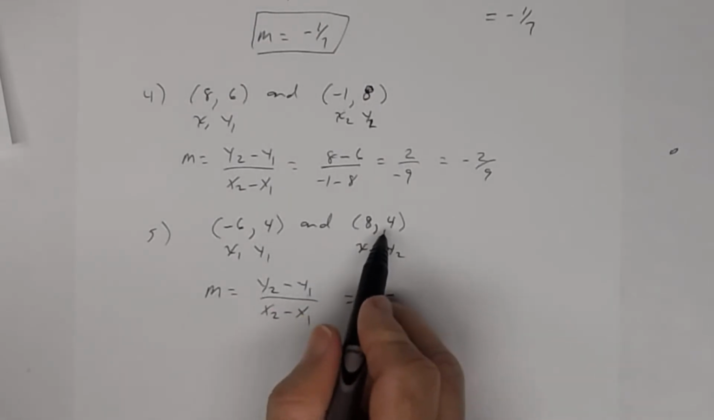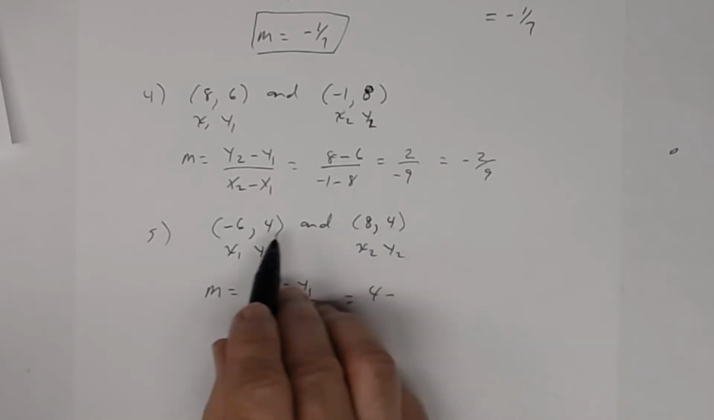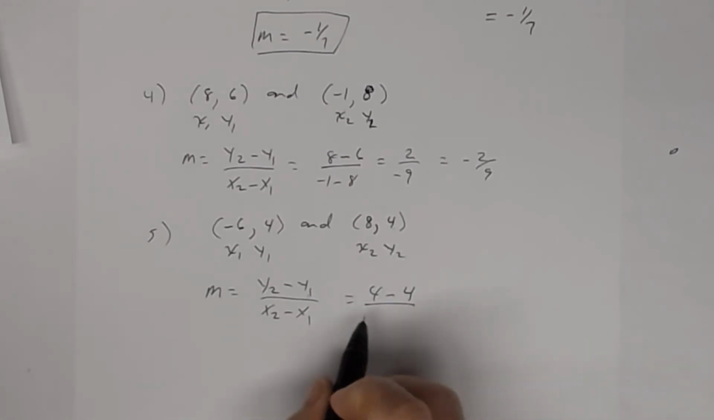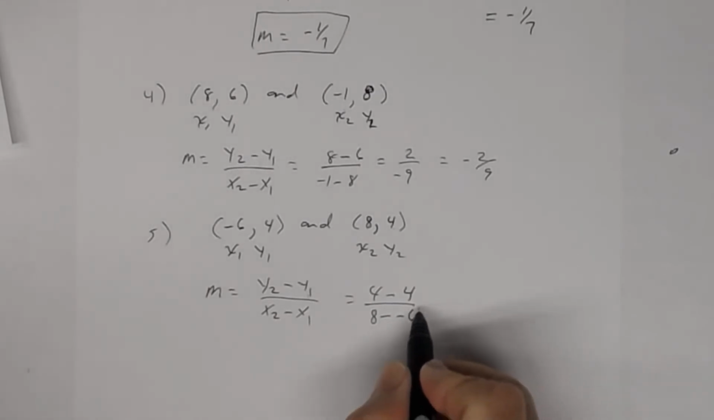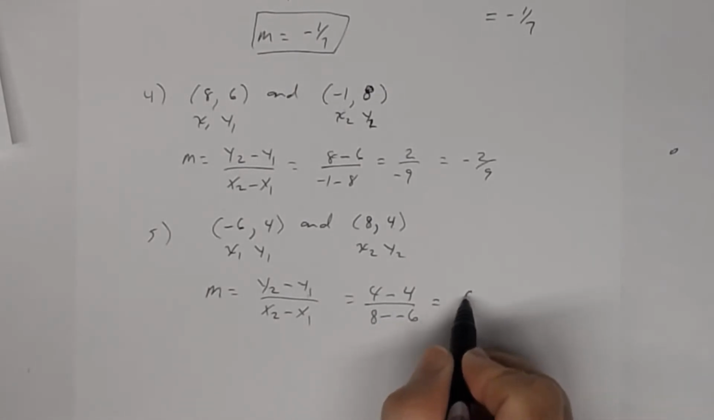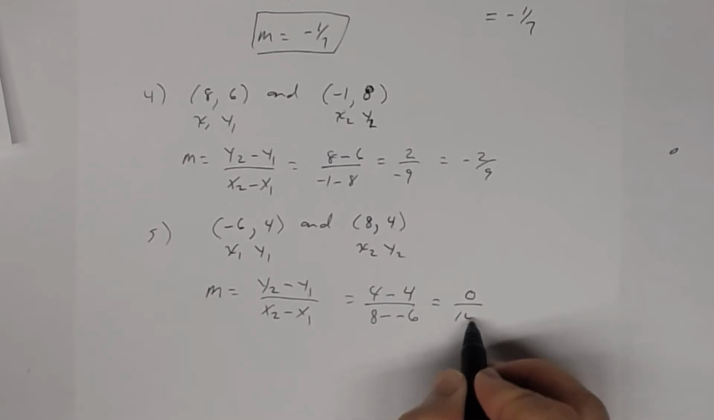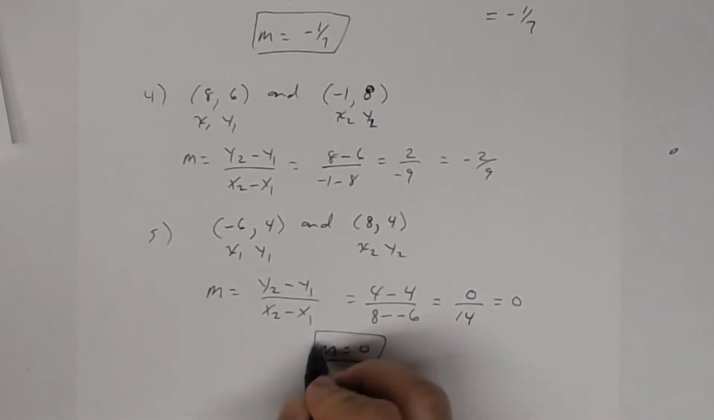also 4. I want you to notice those y-coordinates are identical, right? They're the exact same number. So 4 subtract 4 divided by x sub 2, which is 8, subtract a -6. Well, 4 subtract 4 is 0. 8 subtract a negative 6 means 8 plus 6, and 8 plus 6 is 14. 0, you've got to simplify. 0 divided by 14 is 0. So the slope is 0. All right, slope is 0.